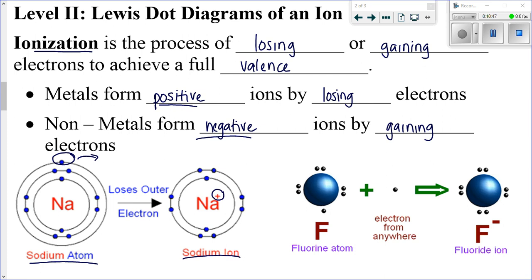Moving on to the fluorine atom, we'll notice that there is a vacant spot there for an electron. So fluorine, again, will grab an electron from wherever it can get it, and then it'll have a complete octet, and it'll form a fluoride ion. Well, it should just be called fluoride.